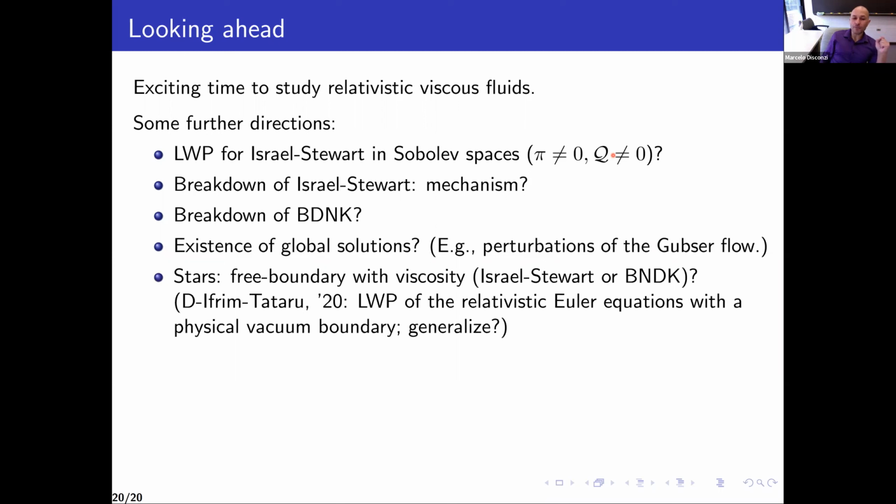And if you're really ambitious, you can try to study the free boundary problem for equations with viscosity, right? Now, even this is something very challenging, even for the case of the relativistic Euler equations. Only recently has local well-posedness been established. That's work that I did with Mihaela Ifrim and Daniel Tataru. So a lot more work would have to be done to generalize this to the case with viscosity.